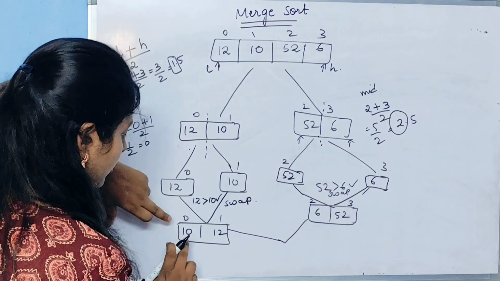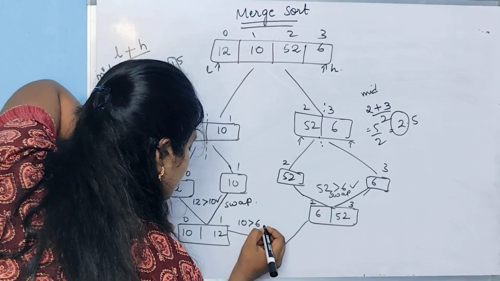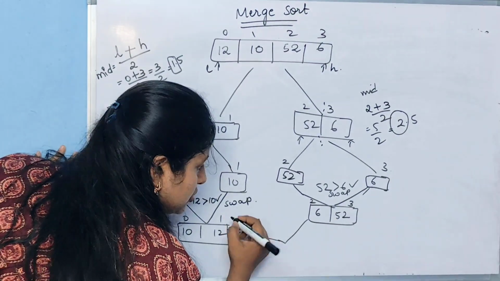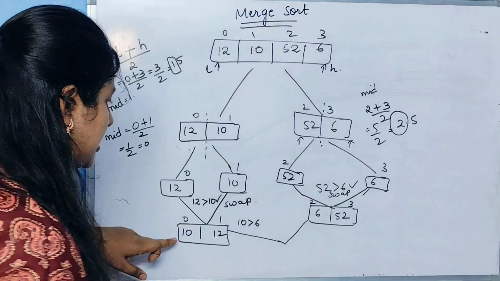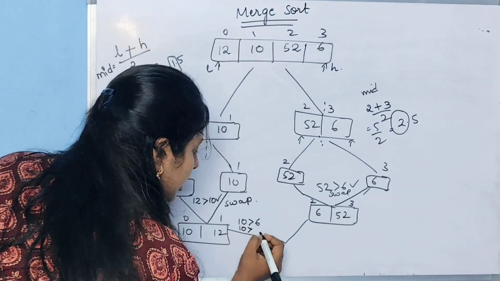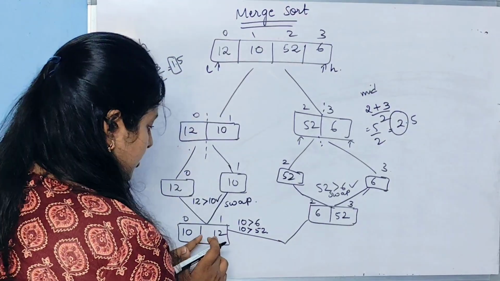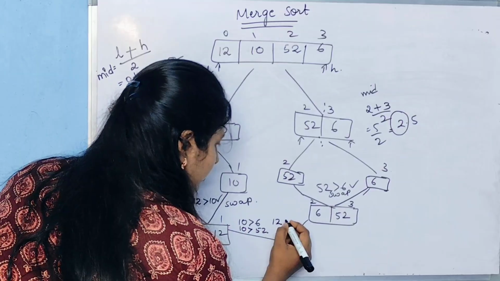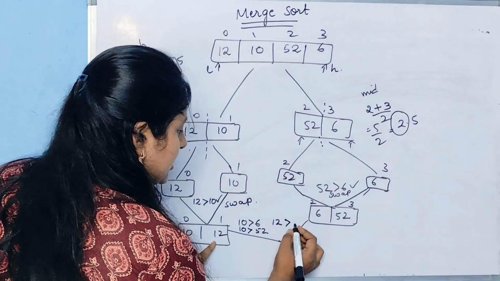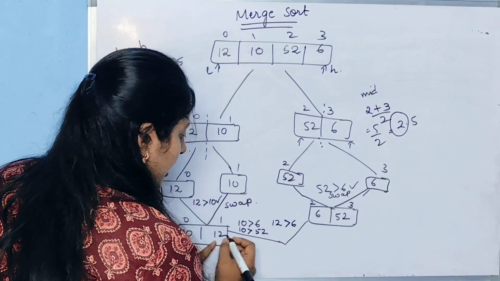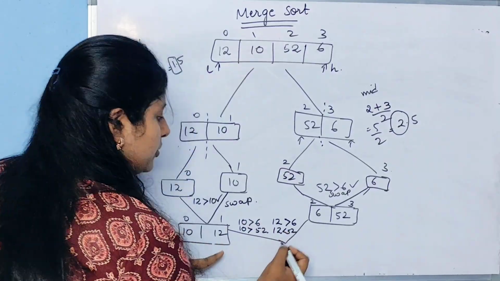Now I have to compare these two sorted halves again. Okay? Now 10 is compared with 6. 10 is greater than 6, so 6 goes first and 10 has to be in the next position. After this I have to compare once more: 10 is less than 52. Right. Now one more comparison: 12 should be compared with 6, and 12 is less than 52.